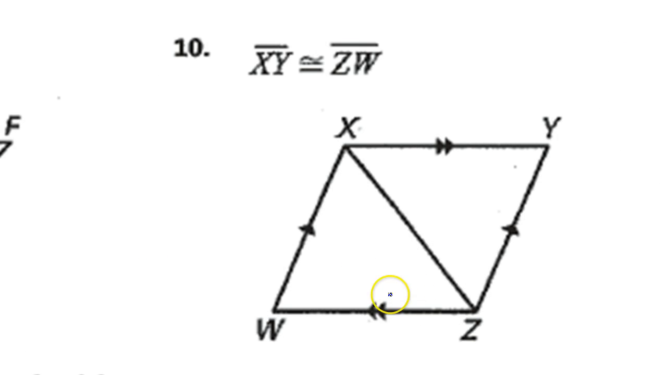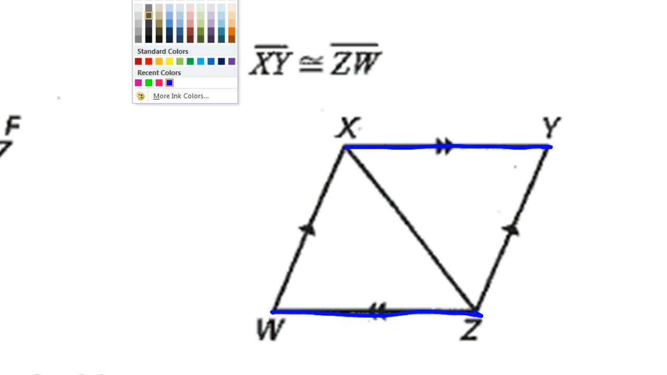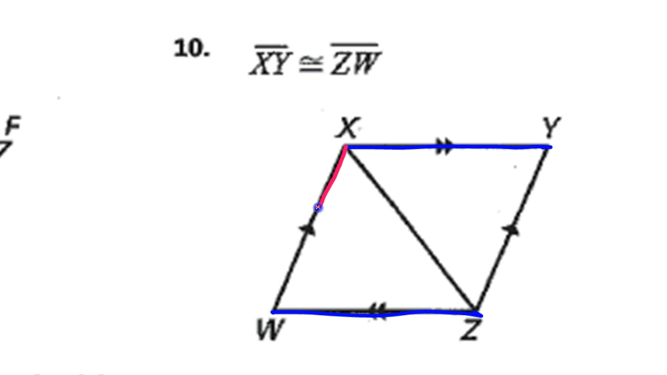Number 10. Okay, these are parallel. Please understand that these markings do not mean that the sides are congruent. It means that the top is parallel to the bottom, right? Okay, for example, these are parallel, and it means that these are parallel. All right, so the pink lines are parallel, and the blue lines are parallel. So let's look at one of those at a time. Look at the blue lines for a moment.